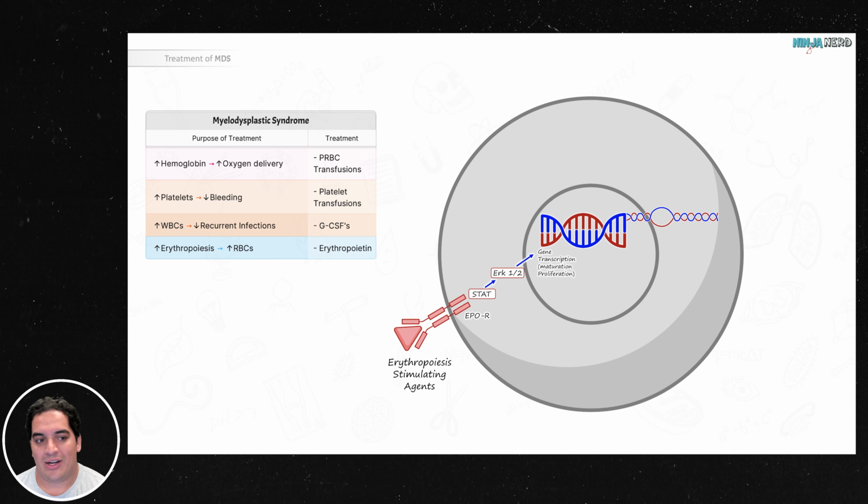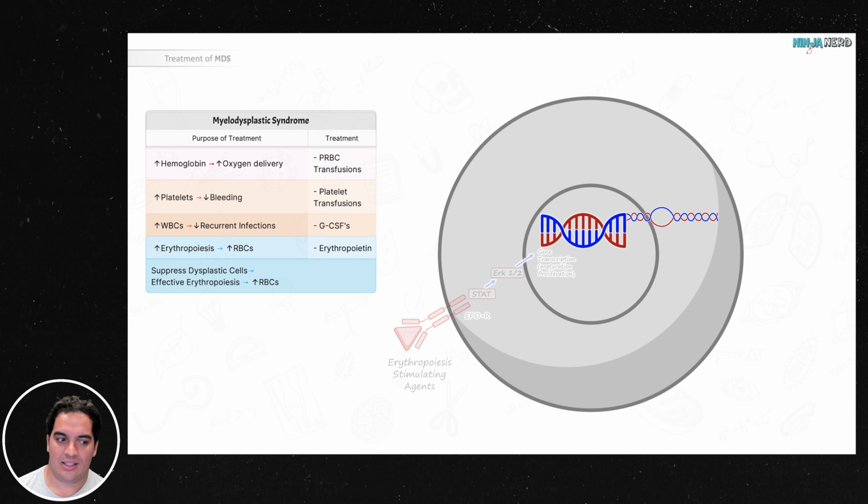Another scenario is if a patient's getting transfusions or erythropoietin and they're still not getting any better, we may escalate, especially if they have the 5q deletion. We may go to suppress any dysplastic cells that are either inhibiting our normal hematopoietic stem cells or undergoing ineffective erythropoiesis. And that's the drug called lenalidomide. It has a dual function.